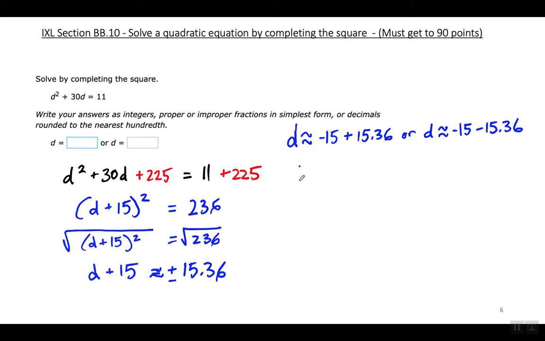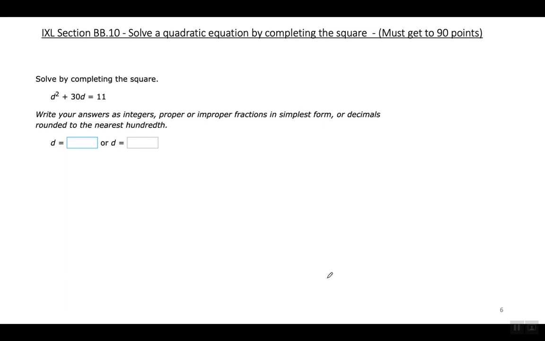Okay, so the first answer is going to be d is approximately 0.36 when you simplify that. The second answer is d is approximately negative 30.36. Hopefully by now you're starting to get the hang of it. Okay, next example.